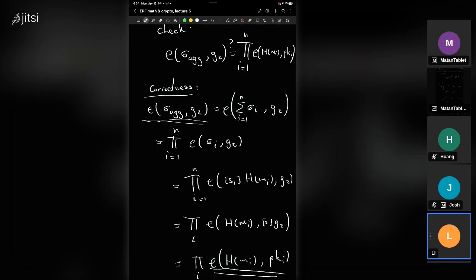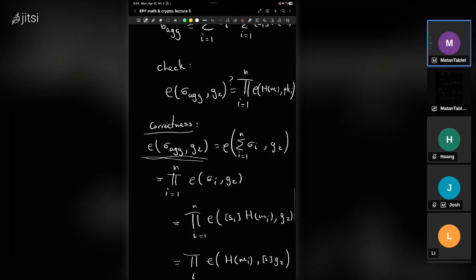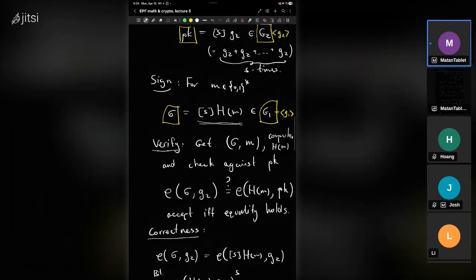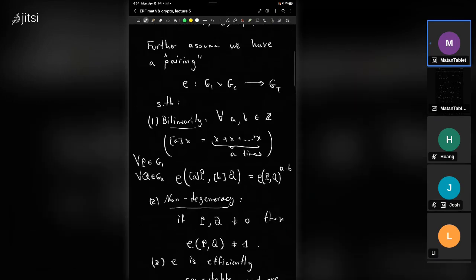I'm wondering why can we simply move the sum out of the pairing and make it the product? I don't see we have the definition before, right? Yeah, I guess this is a little bit of a leap. When I said bilinearity, an equivalent way of saying bilinearity is that, let me write it. It's maybe not immediately clear.